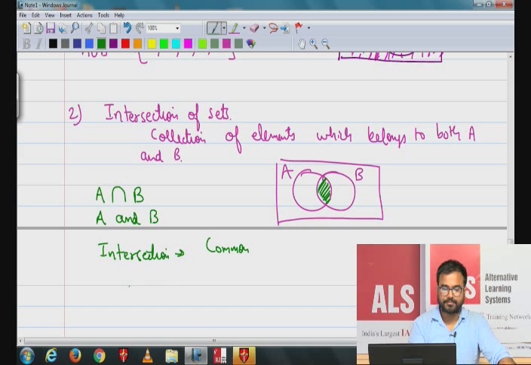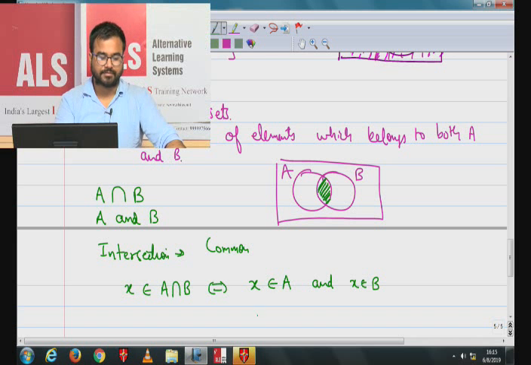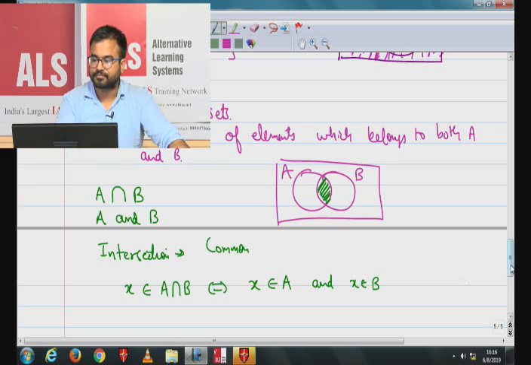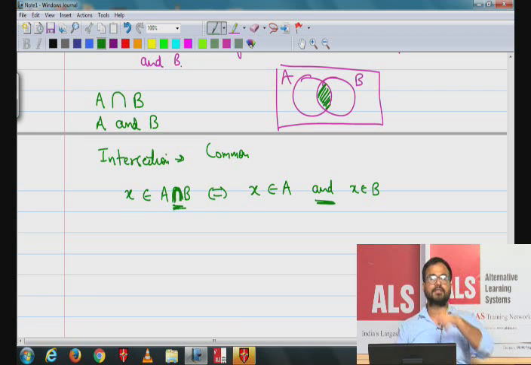So generally, if X belongs to A intersection B, then it means that X belongs to A and X belongs to B. This is the meaning of intersection of sets. If X belongs to A intersection B, it implies that X belongs to A and X belongs to B. It should belong to both of them. Then only we will say X belongs to A intersection B. So for the inverted U symbol, we have to use the AND operator. If it is the simple union U, we have to use the OR operator.